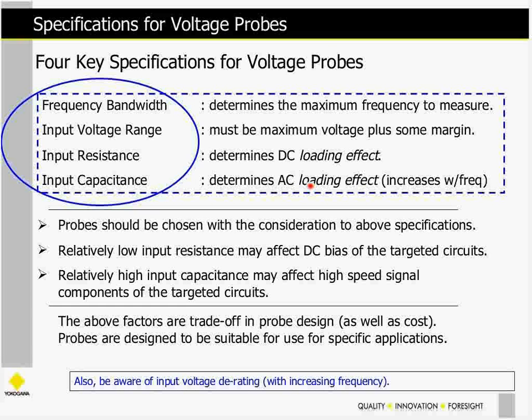Anyway, the input capacitance determines the AC loading effect. So if I have an AC waveform there, does it get smaller in amplitude when I probe it? And the answer is that it does. So the issue is how much. At 1 gigahertz, input capacitance is going to be an issue. At 10 hertz, input capacitance will not be an issue. And that's a pretty grotesque example, but I'll give you better ones here in a moment.